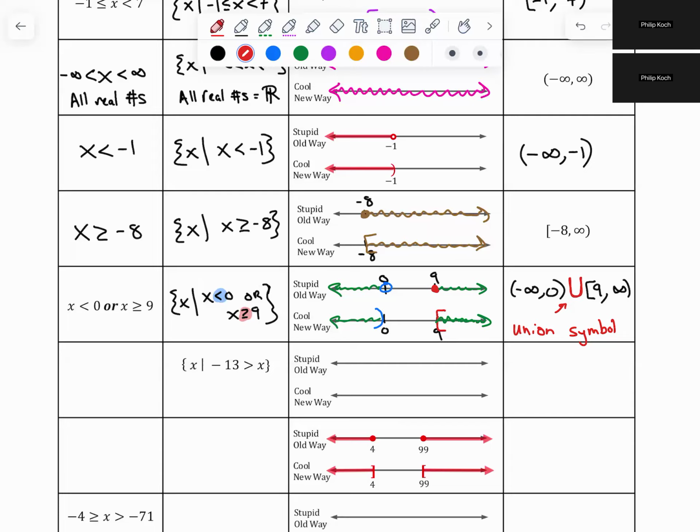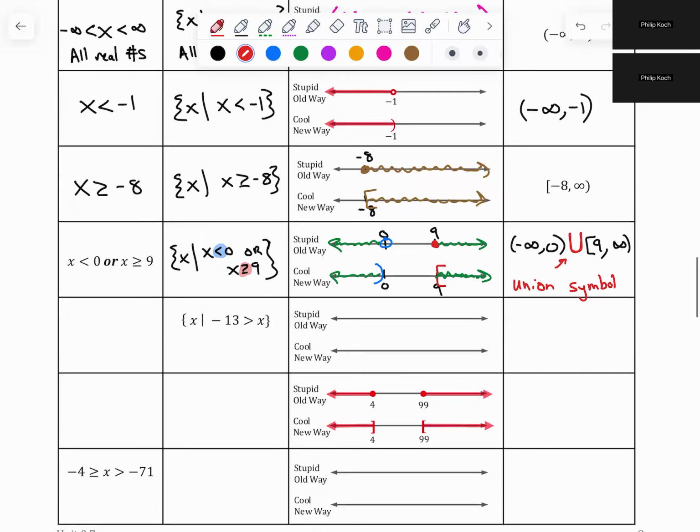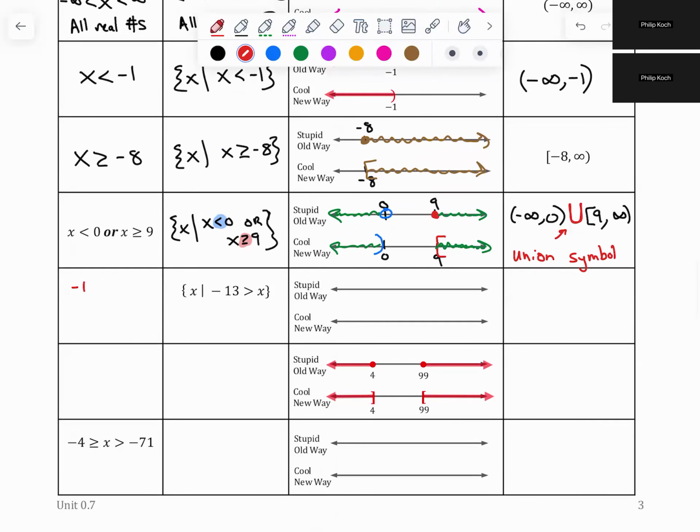Next one is a deliberate situation. It's the set of all x such that negative 13 is greater than x. So the inequality could be written as negative 13 is greater than x. But we like to see our x's first, don't we? So you can flip it, and by flipping it, you can write it as x needs to be less than negative 13.